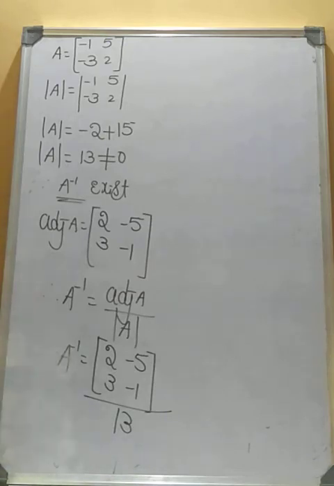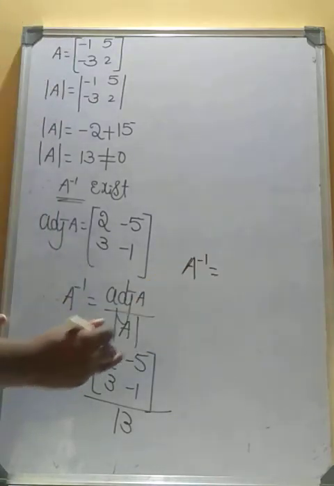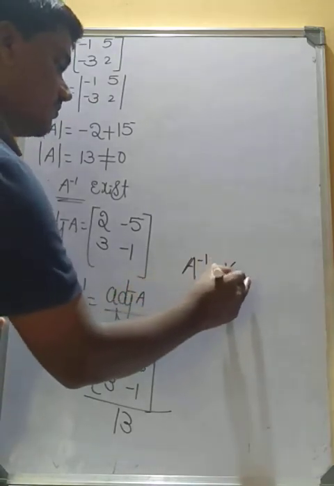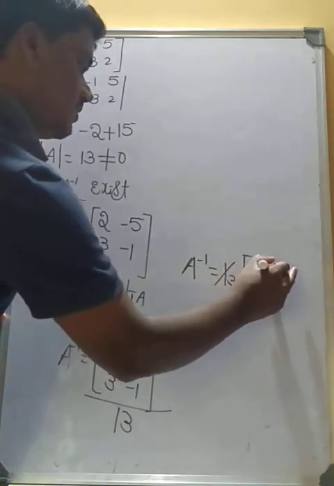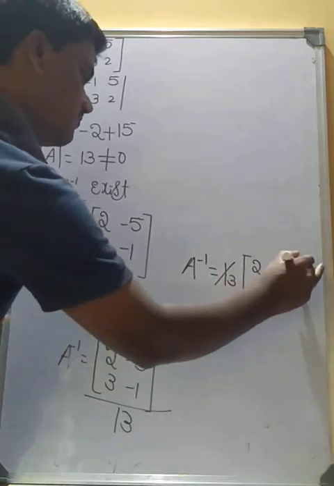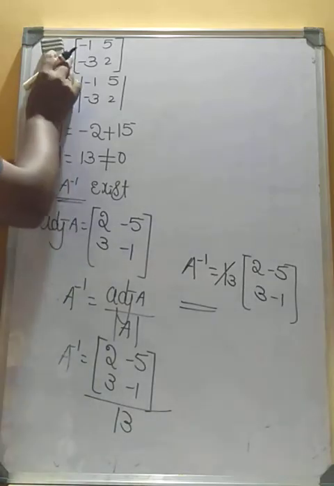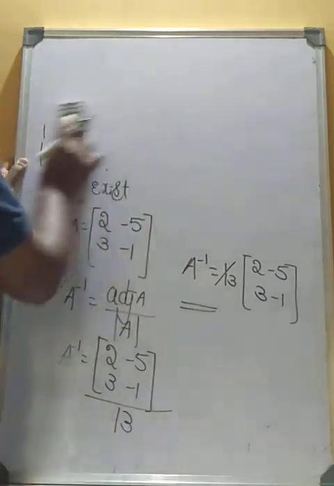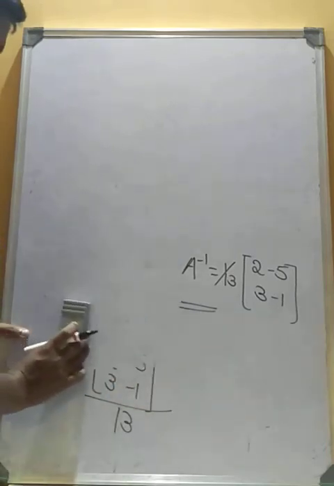So we can write A inverse is equal to 1 by 13 into the matrix 2, minus 5, 3, minus 1. So that is the inverse of matrix A. Clear? The next: these two examples were 2 cross 2 matrices. Now we go for a 3 cross 3 matrix.